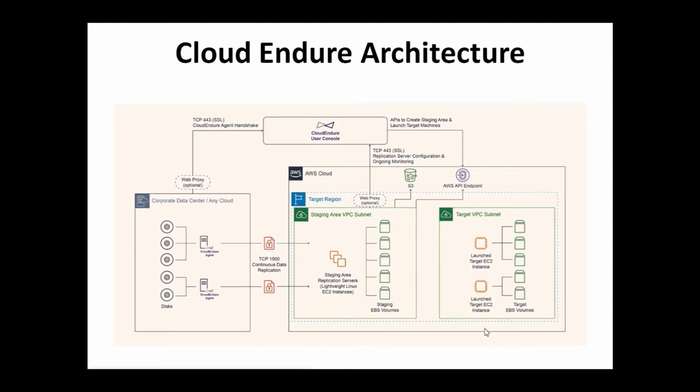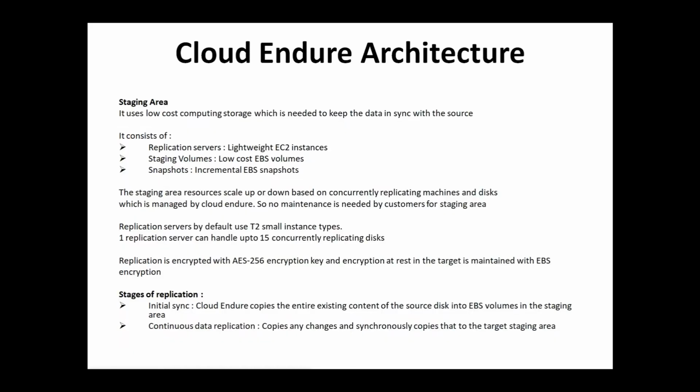And there are two stages of replication you need to know. One is the initial sync. In this, CloudEndure copies the entire existing content of the source disk into the EBS volumes in the staging area. Another one is continuous data replication. Here, it copies any changes synchronously to the target staging area. Once the initial sync is complete, the continuous data replication starts, and it will be continuously replicating.